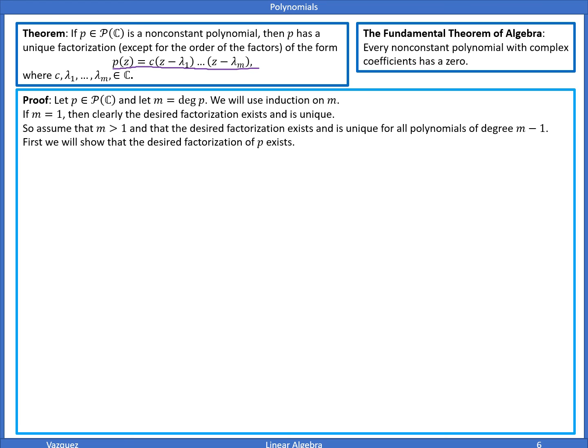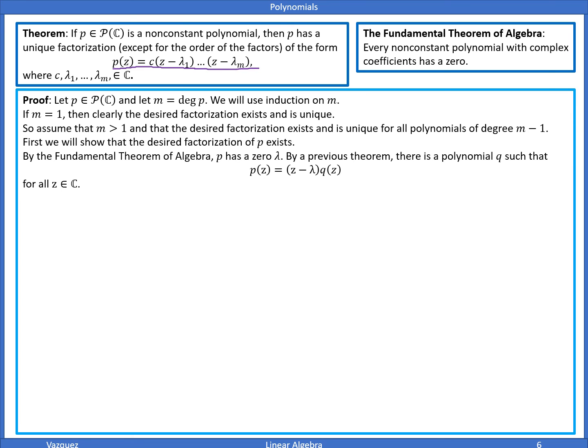So we're going to first show that the desired factorization does exist. Well, as I said, we're going to use this theorem. By the fundamental theorem of algebra, p has a 0. And by the previous theorem from, I don't know if it was the last slide or the one before that, we know that there's a polynomial q such that polynomial p is equal to the product of this factor here and polynomial q, right?